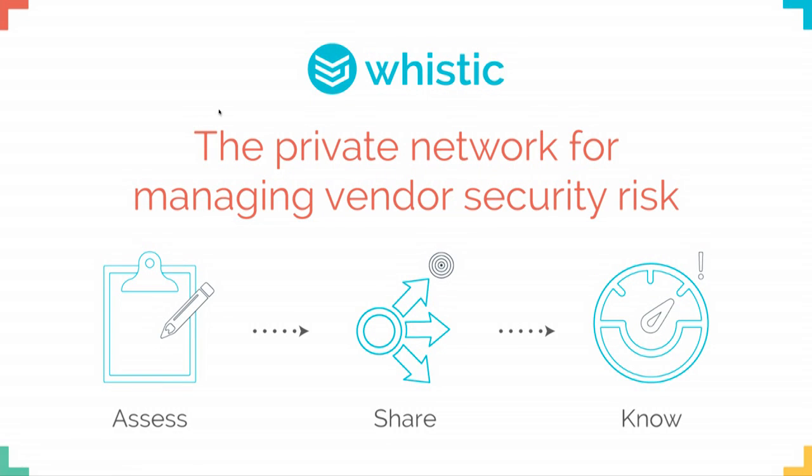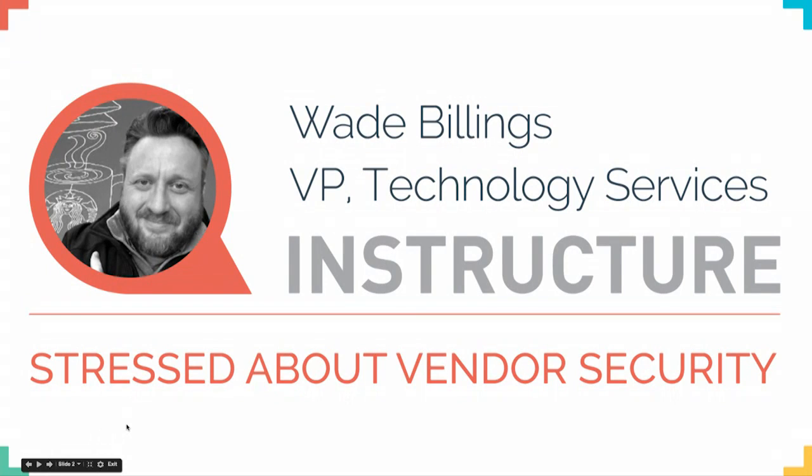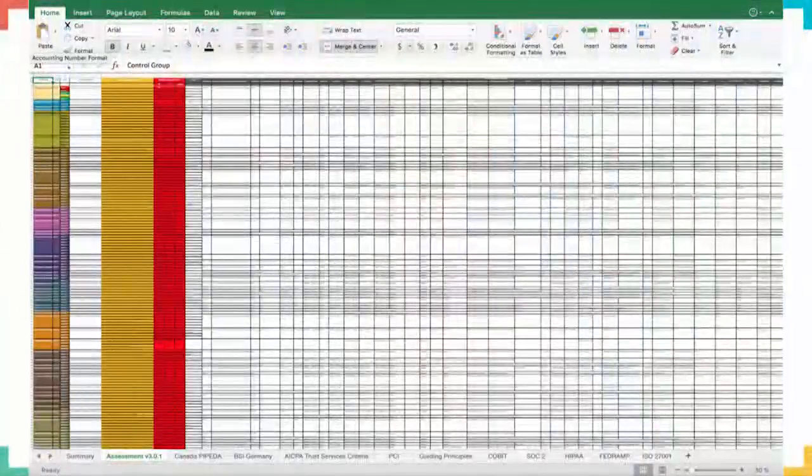Wade is the VP of Technology Services at Instructure. And his biggest concern right now is vendor security risk, because he knows that for big data breaches for companies, 60% of them are related to third-party vendors. Wade's current approach to managing vendor security is to use really ugly spreadsheets like this. The problem is he has 300 vendors, and he can't manage 300 vendors effectively with ugly spreadsheets like this.